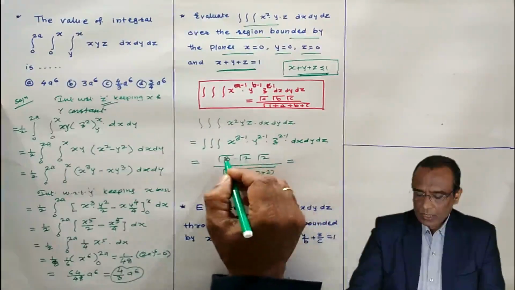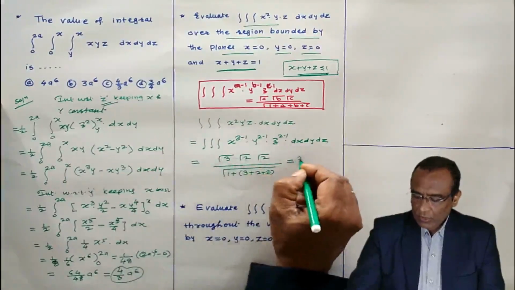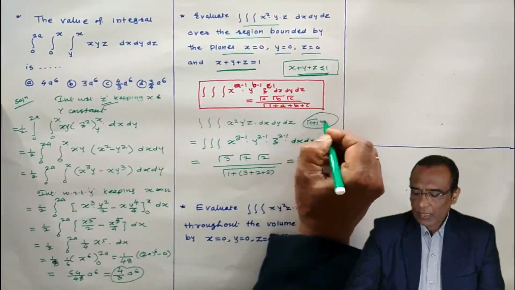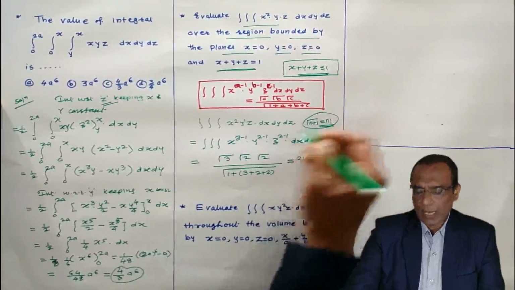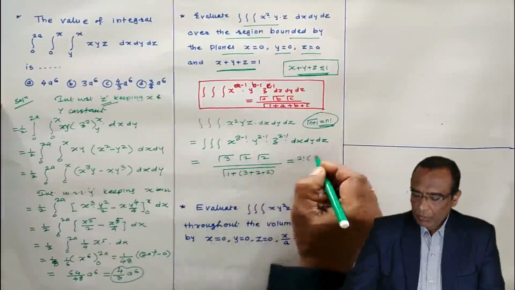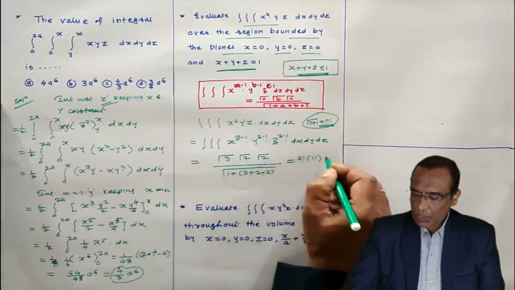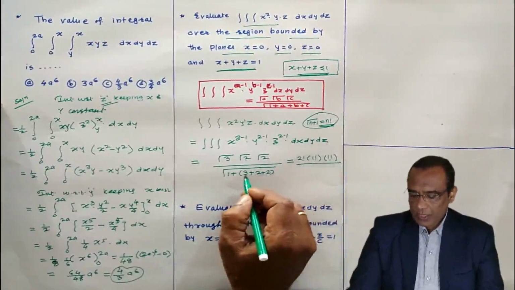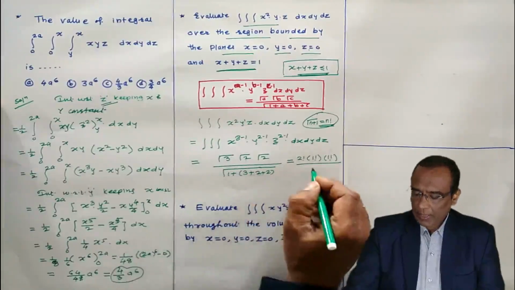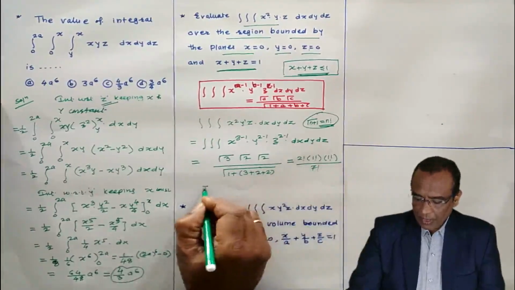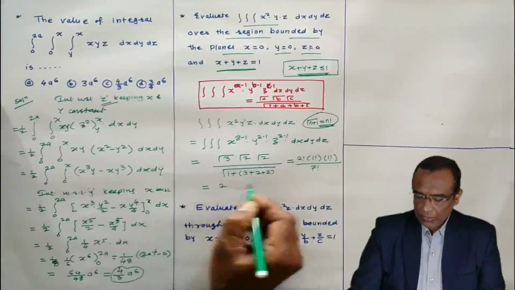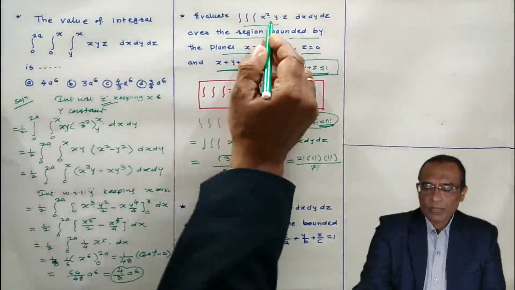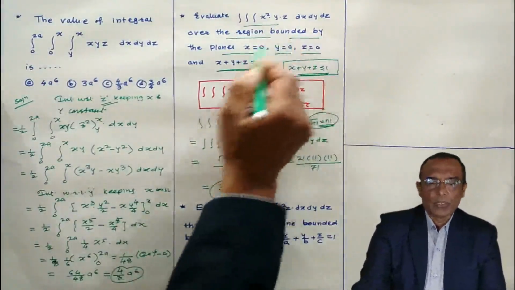So this gives us gamma 3 is factorial 2 because gamma n plus 1 is factorial n. That we have seen in gamma function. Gamma 2 is factorial 1, gamma 2 is factorial 1. This divided by, this is 5, 7, gamma 8 is factorial 7. And factorial 2 is 2, factorial 1 is 1. So 2 by factorial 7 is the value of this integral over this region.